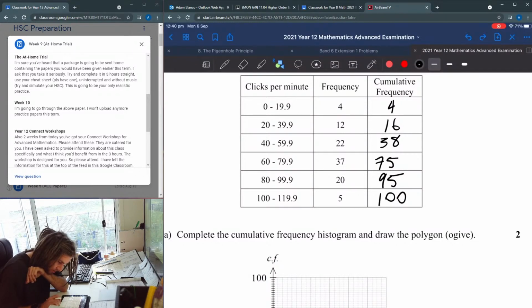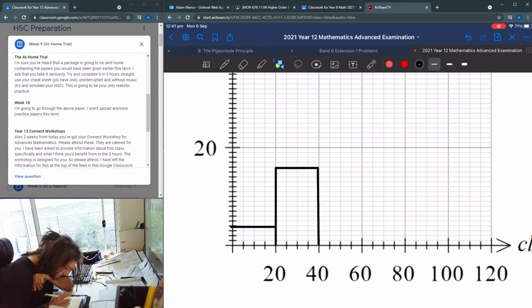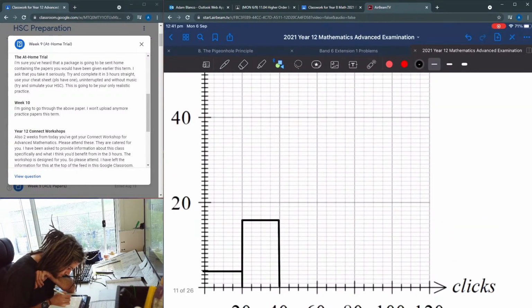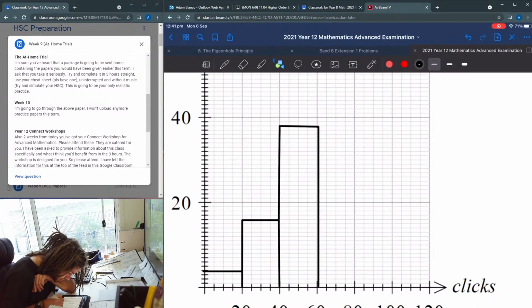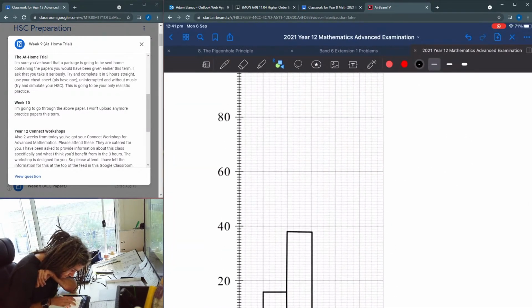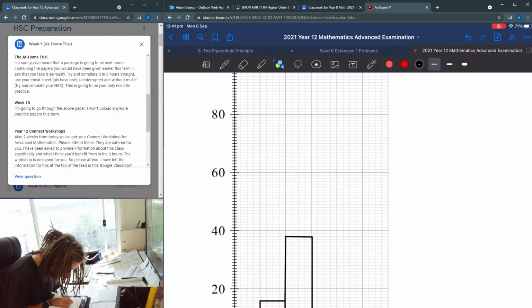We're drawing a cumulative one, aren't we? Okay, so 16. 20, 19, 18, 17, 16. And then 38. Jesus, 38 is that. 75. Oh my god. 80, 79, 78, 76. No, 77, 76, 75. So that's there.